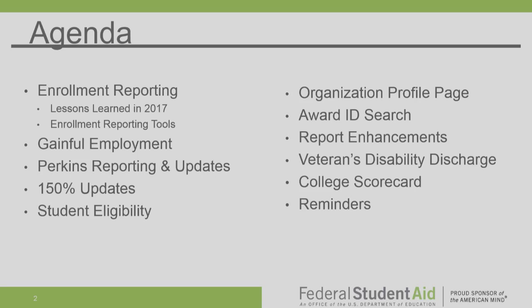We now offer the ability to do award searches, and Eric's going to tell you a little bit about that. We've done some enhancements to our reports, and we have a way for you to view which loans have been discharged through Veterans Disability, and we just want to make sure that you're aware of that. We're going to talk about what's coming, and that's with our college scorecard. You're going to be able to get backup data, and Eric's going to tell you about that. And then we're going to just do our normal reminders about reporting accuracy to NSLDS.